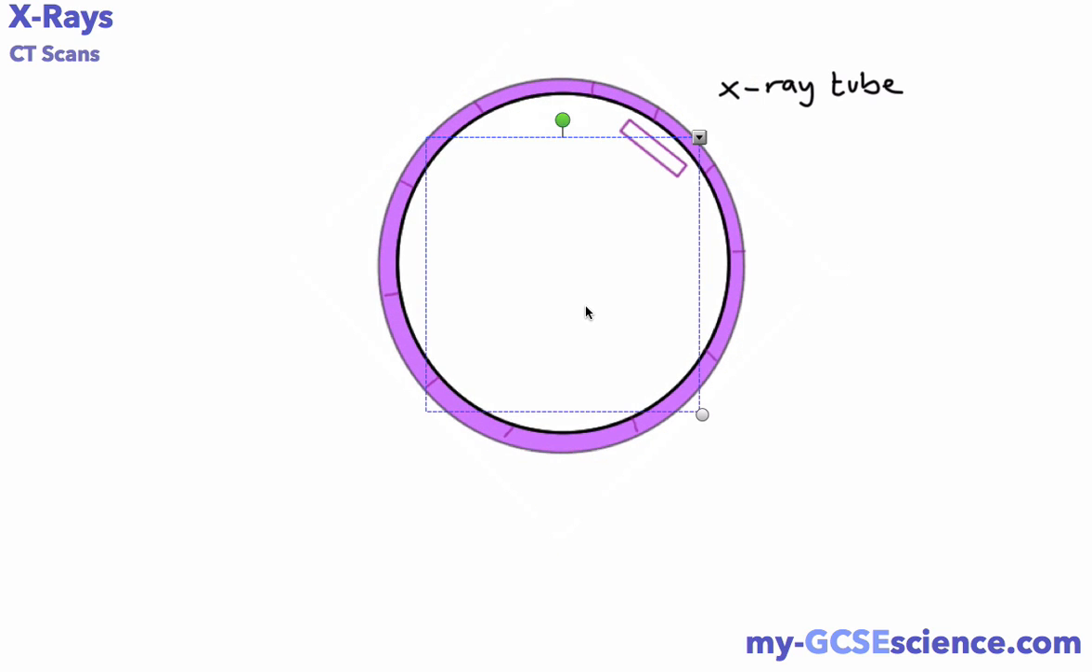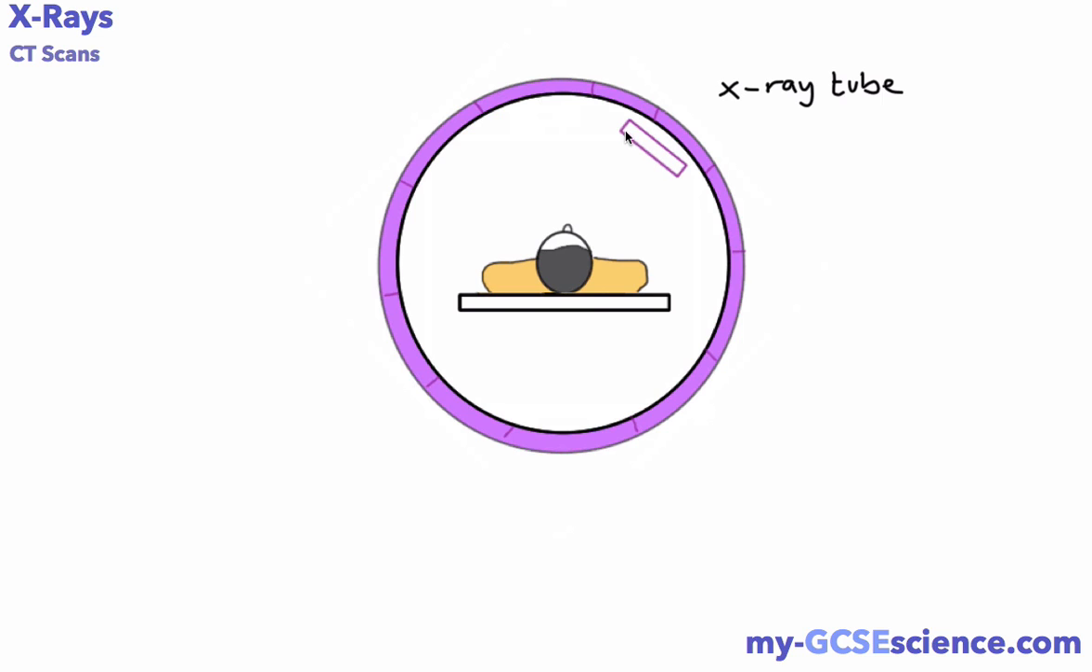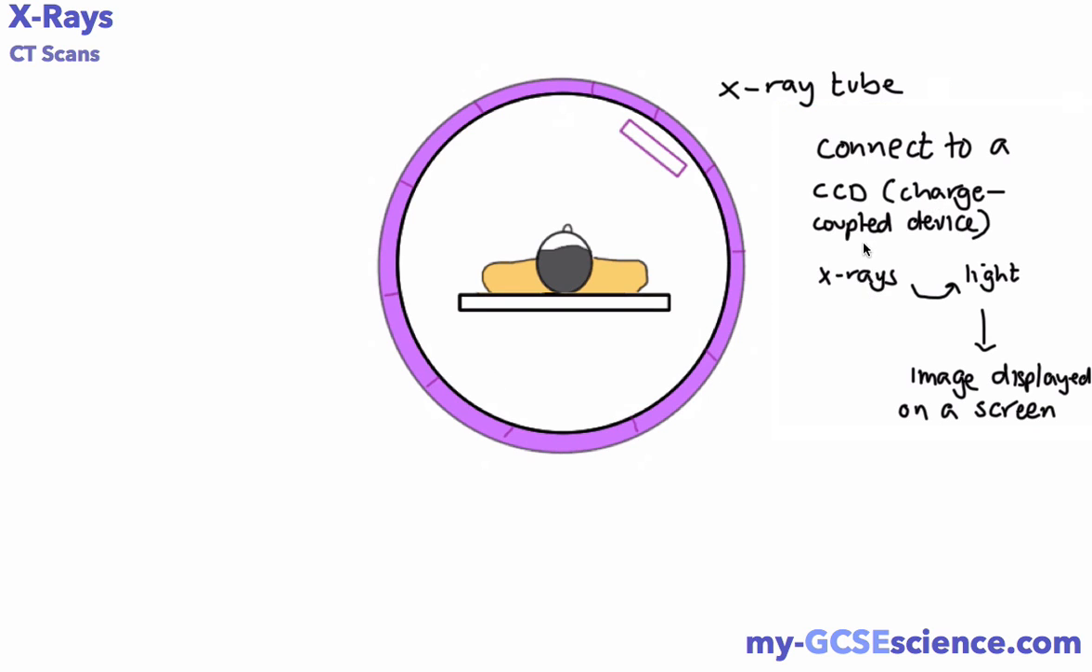Now if we have our person here in the middle, you can imagine that if this X-ray tube goes all the way around, it will take an image from every direction. What we can do next is connect it to something that we call a charge coupled device, and this basically converts the X-rays into light so that we can produce a digital image on a screen of what we see. Now the great advantage of using CT scans is that it can produce a much more detailed image. It can produce a 3D image of an organ, and it also can distinguish between softer and harder tissue, so you can actually see the difference between those two types of tissue.